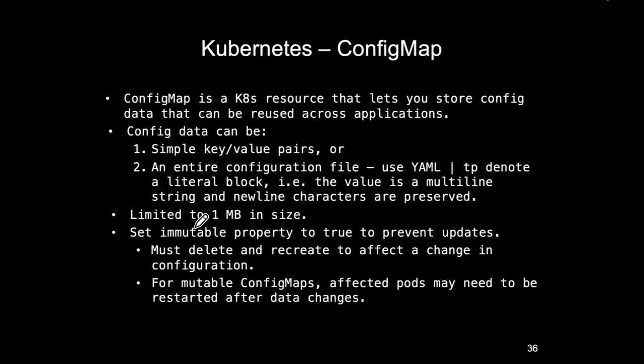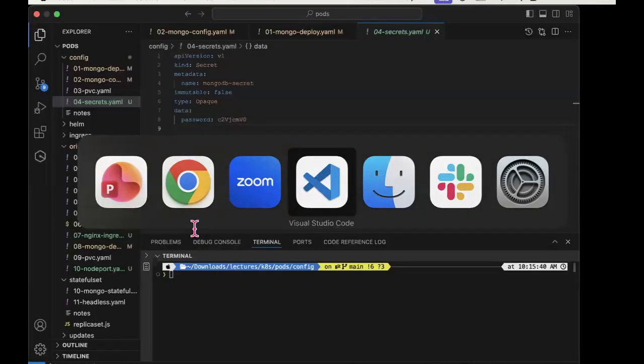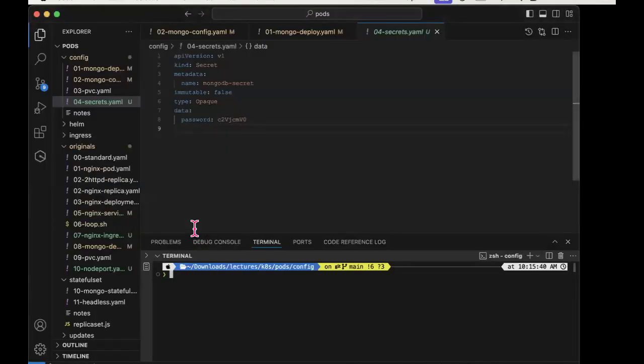Okay, so let's look at a simple example. In last week's lab, you would have created a MongoDB deployment, and that has a lot of configuration associated with it, like the admin username and the admin password, for example. So let's suppose we want to store that kind of configuration data in a config map resource.